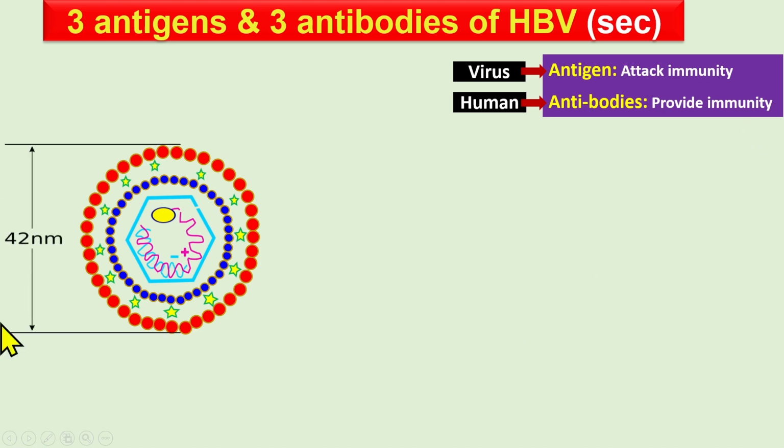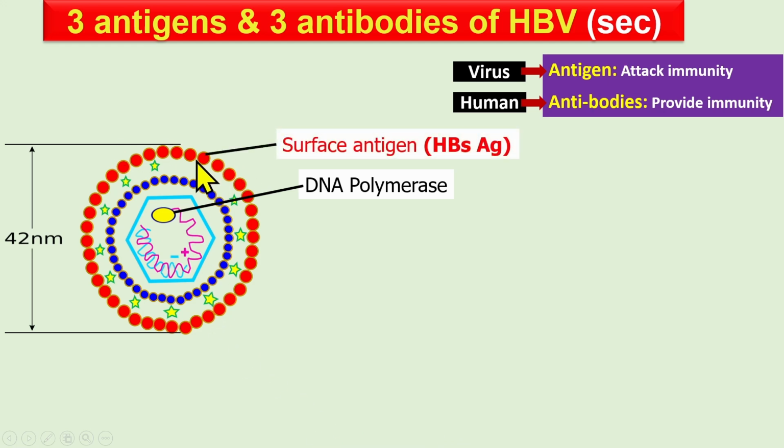This is the structure of the HBV. This is the nucleus, or you can say the DNA, which is partially double stranded DNA. Here is the DNA polymerase. So the number one antigen is the surface antigen, HBs antigen, and against this the antibody will be the anti-HBs. So first is S, the surface antigen.